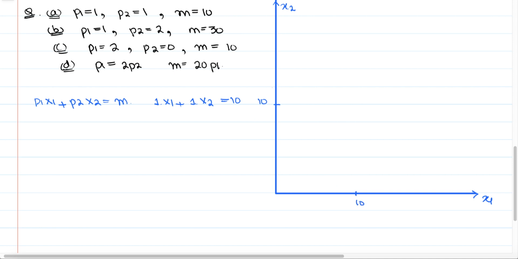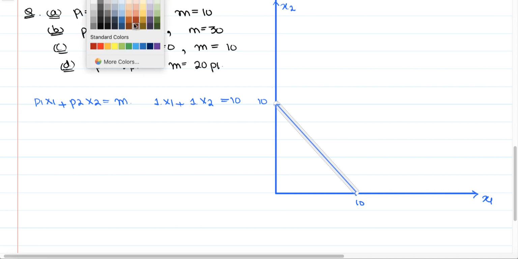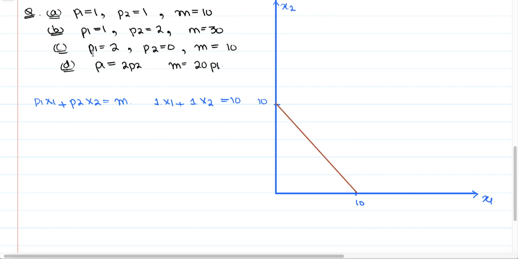So let us say this is the first budget line which you have. This is the first case, right? Now, well, then you have the other case. Again, P1x1 plus P2x2 equals M. 1x1 plus 2x2 equals 30. So when x1 is 0, x2 is 15, right? When x2 is 0, x1 is 30, right?